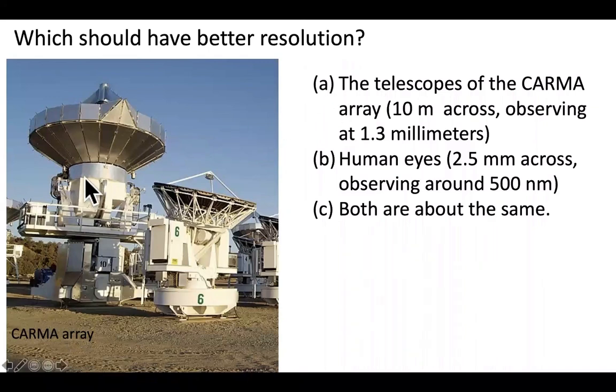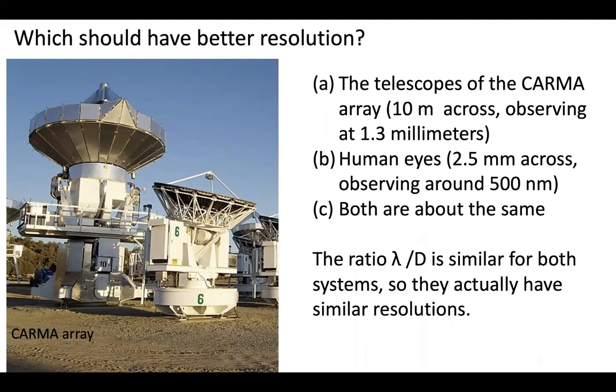So a question would be, which has better resolution? The Karma array, which has 10 meter telescopes observing at 1 millimeter, or human eyes, which are only 2.5 millimeters across and observe at around 500 nanometers. What do you think the answer is? Turns out they are actually both the same. Lambda over d is similar for both of these systems. So the critical angle for resolution is actually very similar. Do the math yourself to check this.